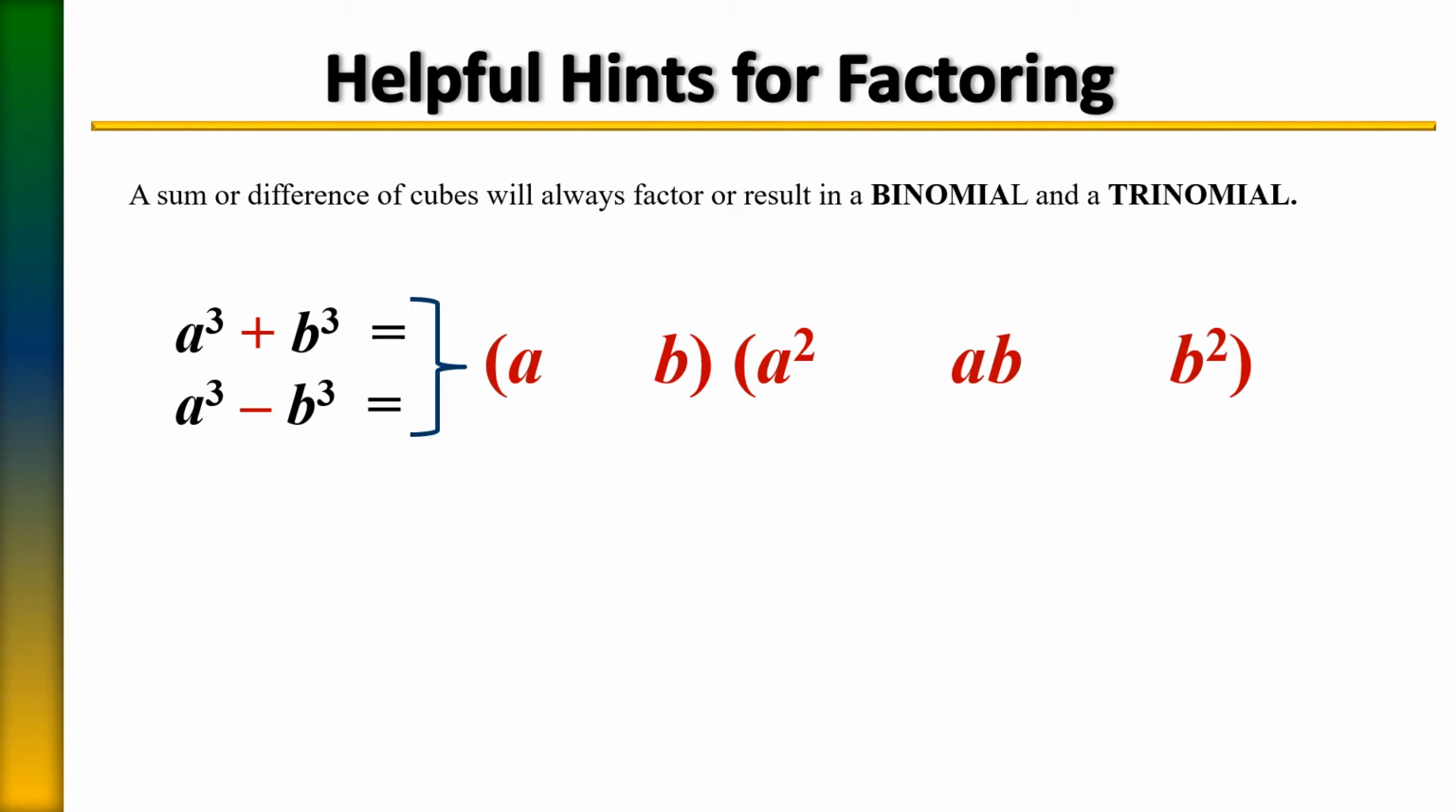A, then B, A squared, A and B together, B squared. Again, A, B, A squared, A and B together, B squared. One more time. This time you do it with me. A, then B, A squared, A and B together, B squared. And there you have it.